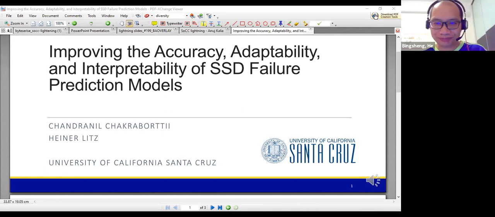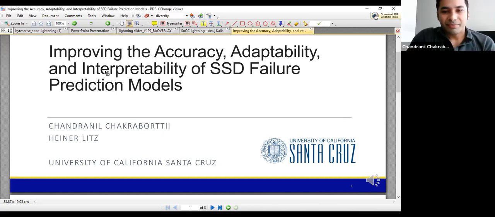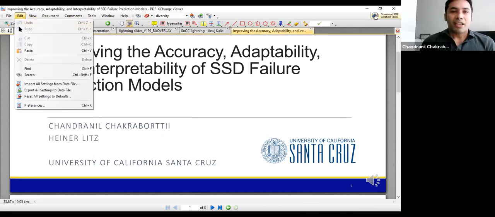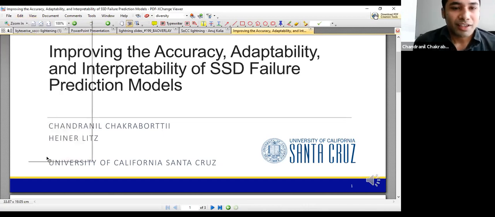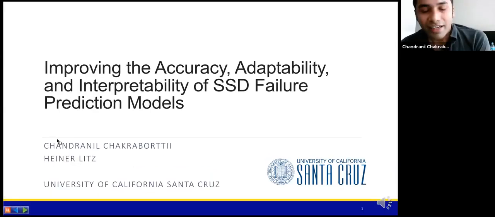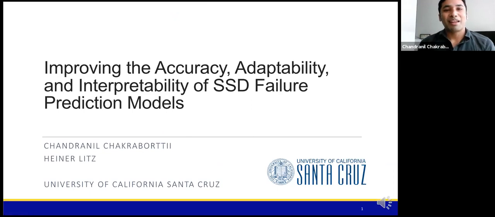Hello everyone. My name is Chandranil Chakraborty, and this is the lightning talk on improving the accuracy, adaptability, and interpretability of SSD failure prediction models. I am from the University of California, Santa Cruz, and I'm advised by Professor Heiner Litz, who is also a co-author in this paper. Can you move to the next slide, please?